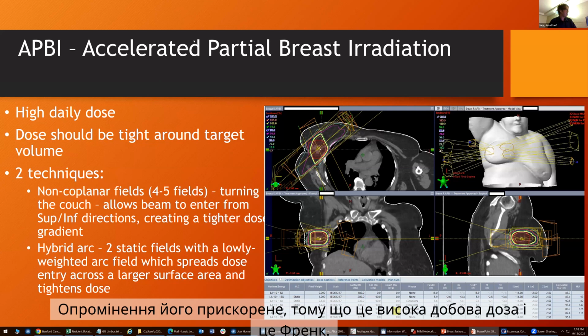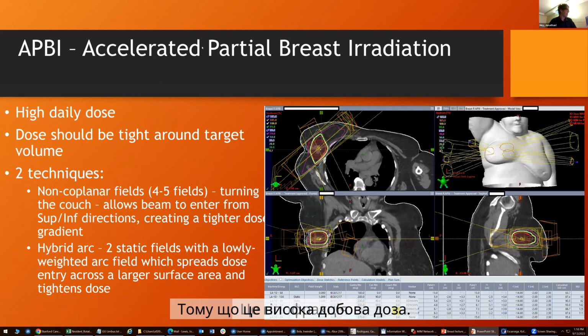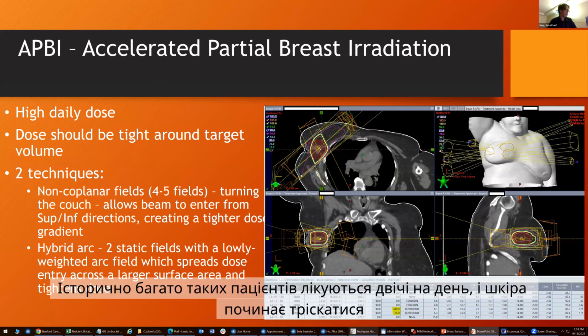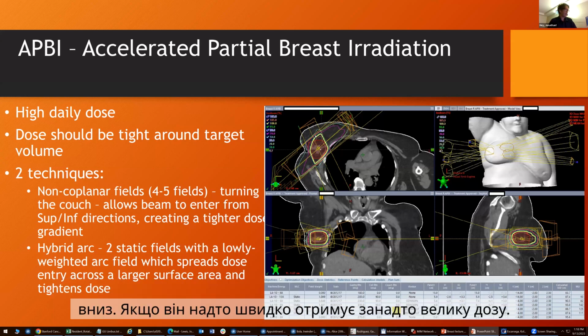It's accelerated because it's a high daily dose and it's hypofractionated. Because it's a high daily dose, we worry about the patient experiencing toxicity, particularly to the skin. Historically, a lot of these patients are treated twice a day, and the skin will start breaking down if it receives too much dose too quickly.